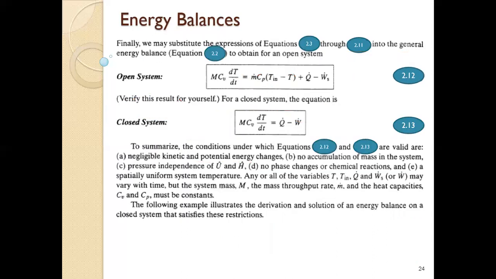Okay, then you can conclude for the single system with no phase change or reaction. For the open system, you can express the energy balance in terms of this. This is for the open system, flow in and flow out. And for the closed system, there is no energy flow in or out. This is the general equation for the energy balance, for the open system and for the closed system with no phase change.